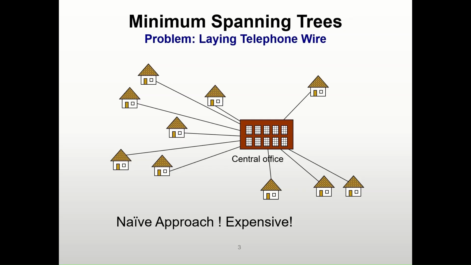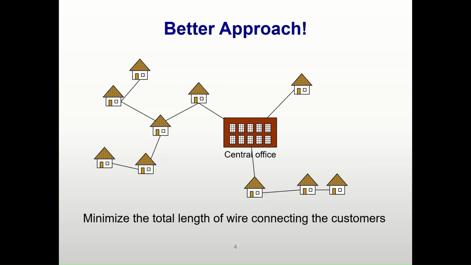So what will be a better approach? Instead of connecting every house individually, we can connect them in a network where some houses share connections, as long as there's still a path from every house to the central office. Everyone stays connected, and this approach minimizes the total length of wire needed, reducing cost without losing connectivity. This idea leads to an important concept in graph theory called the minimum spanning tree.